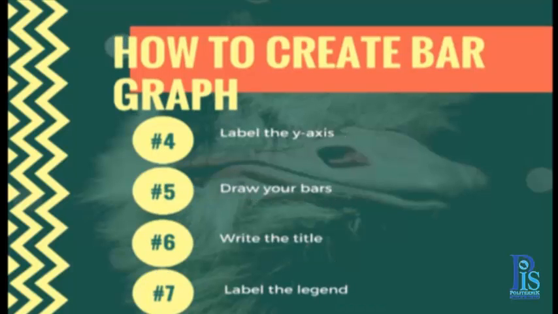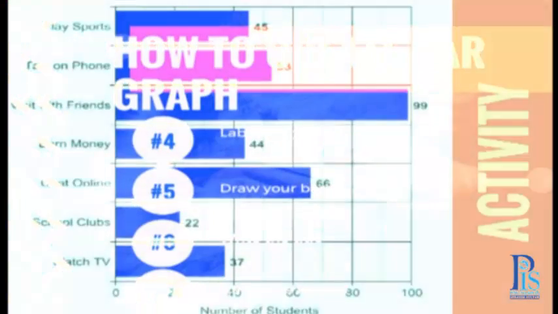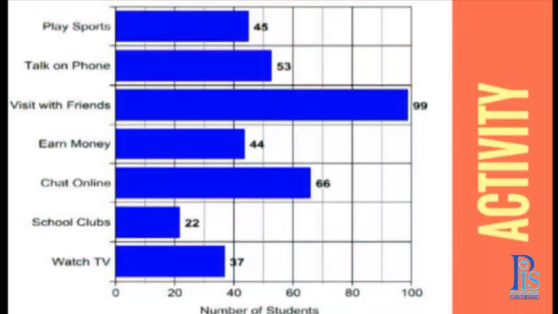Next, you have to label the Y-axis. Then, you can draw the bars. After that, you can write the title of the graph. Next, you can label the legend according to the bars or the categories that you have made earlier. Lastly, you can interpret the data. Now that you have made your bar graph, you can have a better sense of the data because you can visualize it. Now, let us look at the activity.